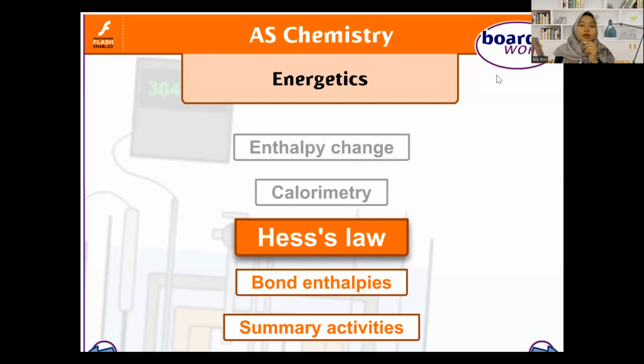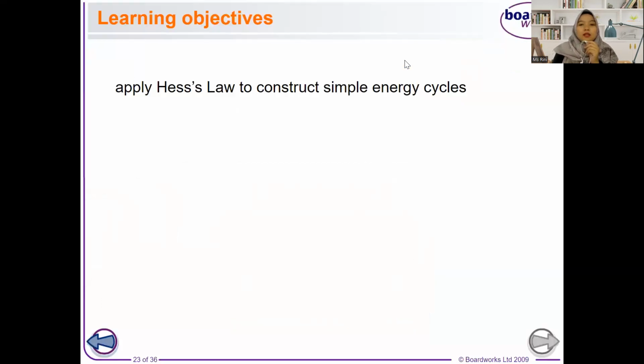In this video, you will learn about Hess's law. This is a part of chemical energetics, and today we will learn how to calculate the enthalpy change with the Hess's law method. These are the learning objectives: apply Hess's law to construct simple energy cycles.